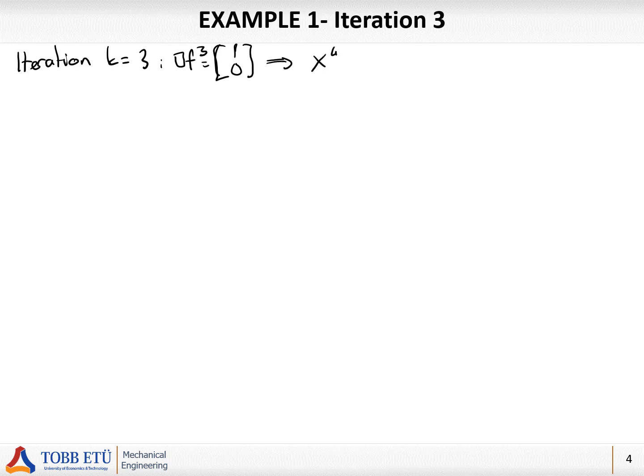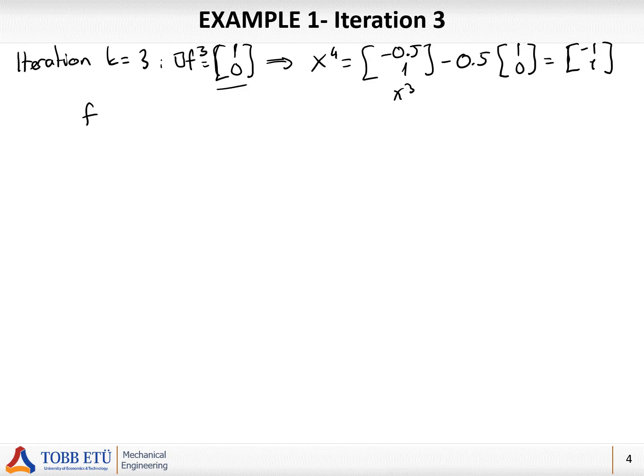Let's check the search algorithm. x4 is equivalent to x3, which was minus 0.5 and 1, minus the step size, which is 0.5 again, constant for this question, times the derivative, which is 1, 0, as we wrote here to remember. And the result is minus 1 and 1. For that, the function f4 for minus 1 and 1 is actually minus 1. And the gradient f4, when we put these minus 1 and 1 into the gradient functions, it becomes minus 1 and 1. Minus 1, sorry.